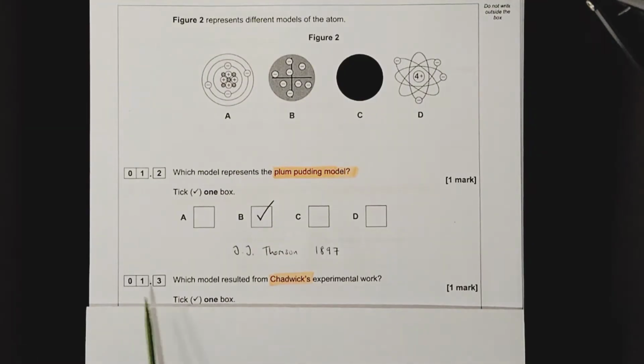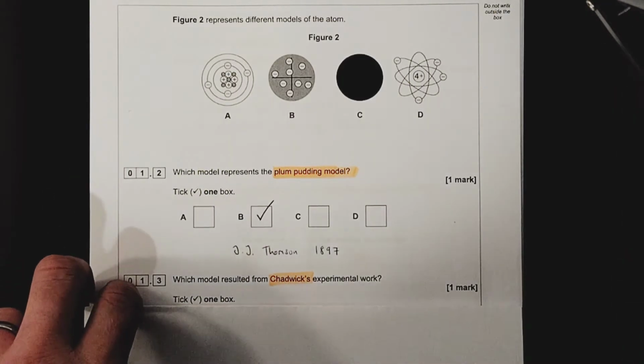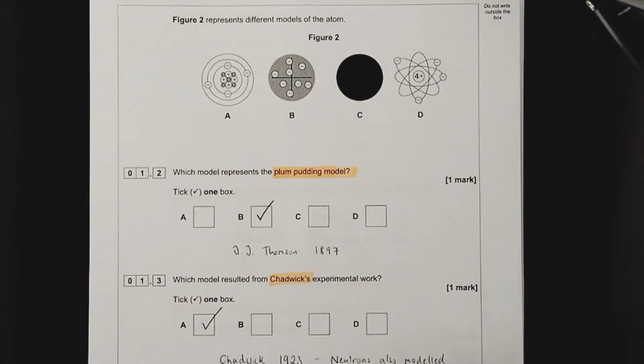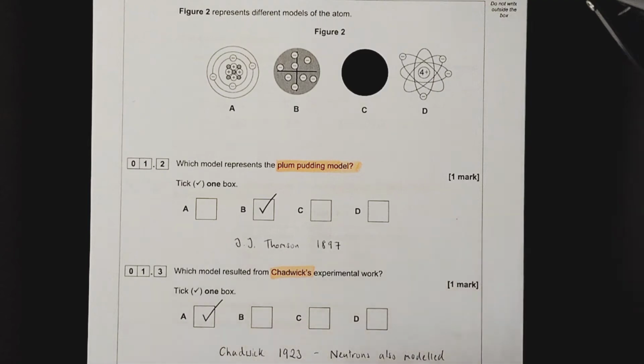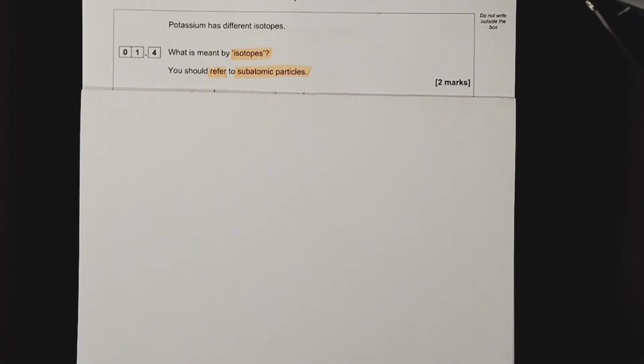We're then asked which model resulted from Chadwick's experimental work. Well, Chadwick was working after J.J. Thomson in 1923, and he's credited with the discovery of neutrons. So therefore, we're looking for the model which has not just electrons, but also clearly visible neutrons. The only model we can see that has neutrons is model A, and therefore that would be our answer to this question. Chadwick discovered neutrons, and therefore the model with neutrons is the correct answer. That's A.